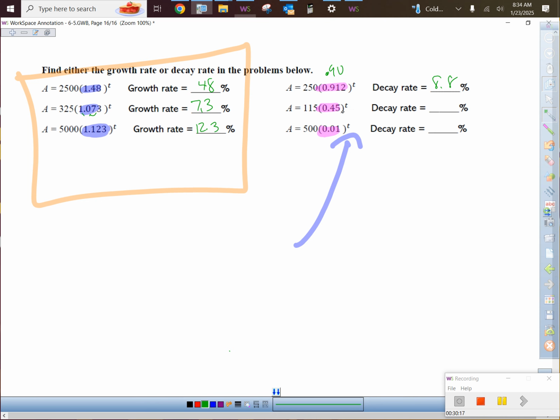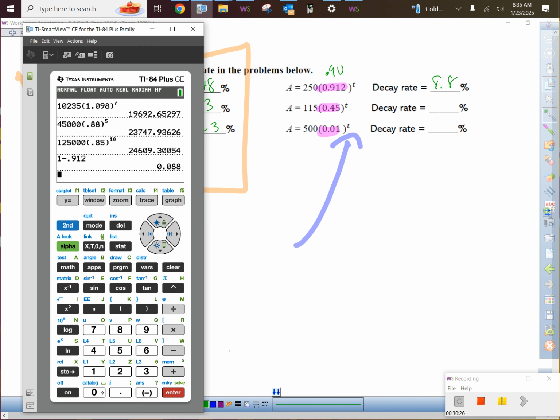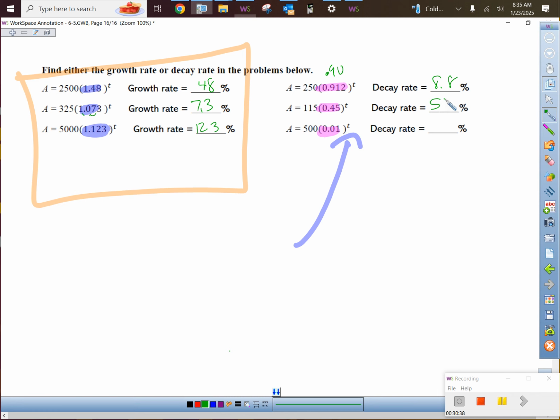So here, you are keeping 45%. You could do 100 minus 45 if you wanted to. If you change the first number into a percent before you start, it might be easier. Aren't you losing 55%? And then here, they are keeping 1% of its value. What are you losing? 99%. Cool with decay rates. It's a little tricky.